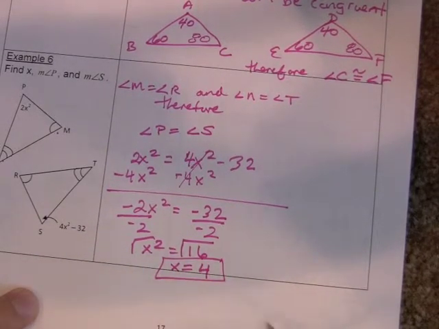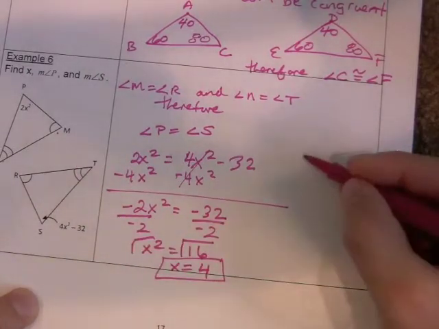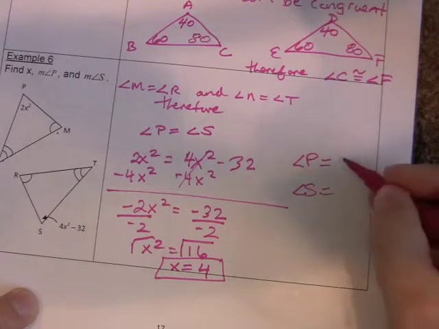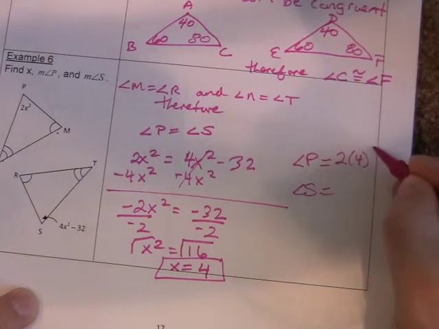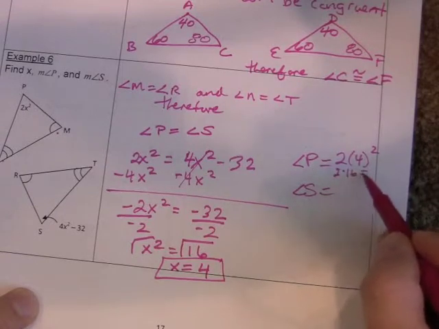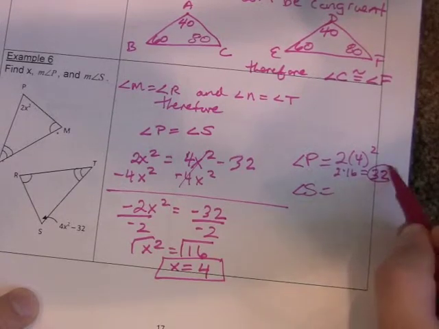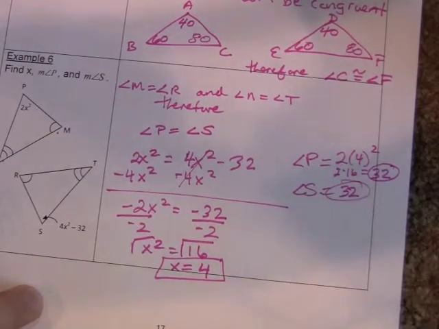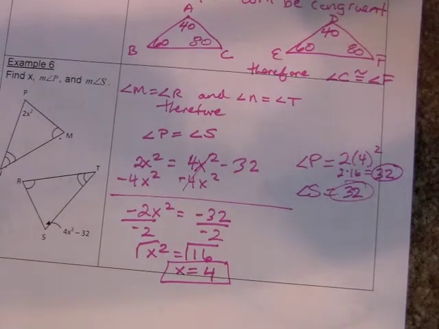It's 4. Now I want to find angle P and S. Well, I just substitute in 2 times 4 squared. So 4 squared is 16. So it's 2 times 16, which is 32. So that's what angle P is. And I already know S is equal to P, so this is also 32. And that's the end of this lesson.